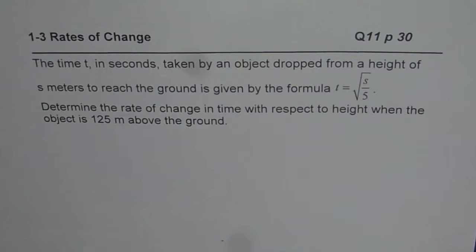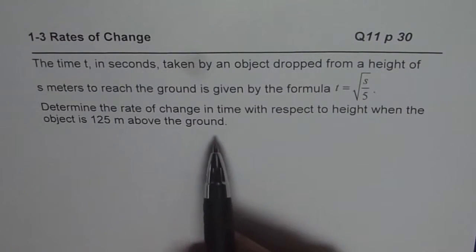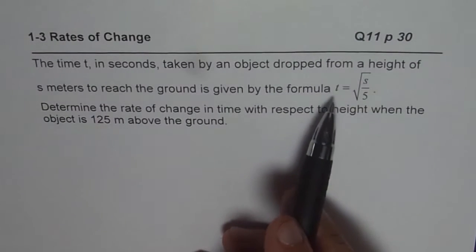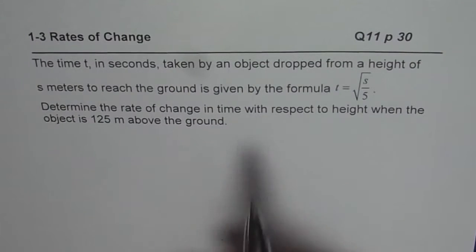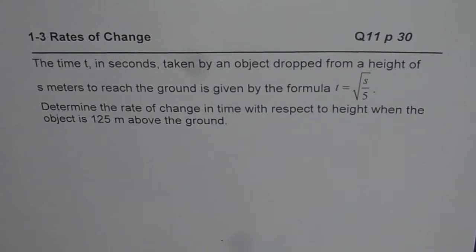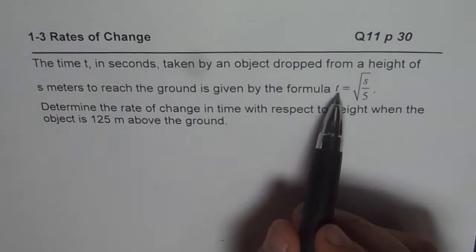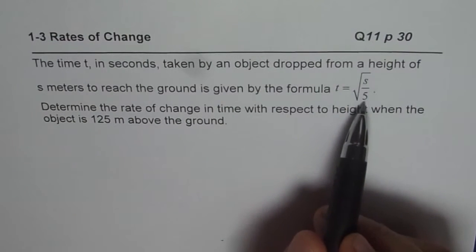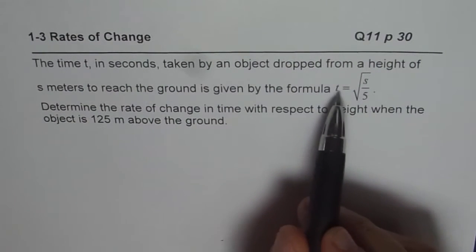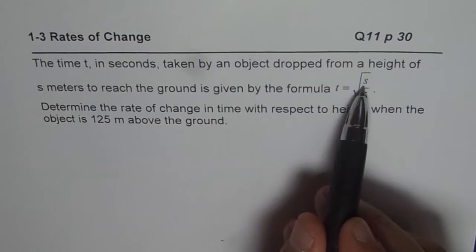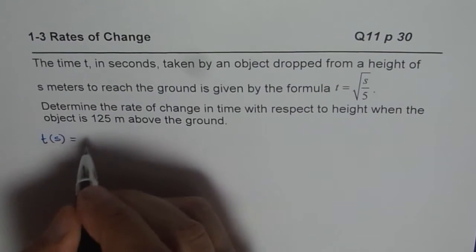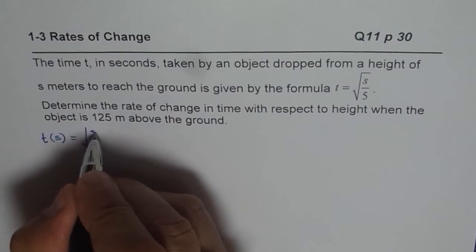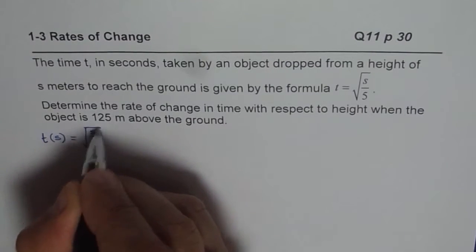So the difficulty which some students are having in solving this is that the function is not given in function notation, right? So they find it difficult to figure out how to go about it. The equation is: time taken for the free fall is square root of s over 5. So time is a function of height. Height is s in meters, okay? So we could write this as time t as a function of s equals square root of s over 5. I hope that helps, right?